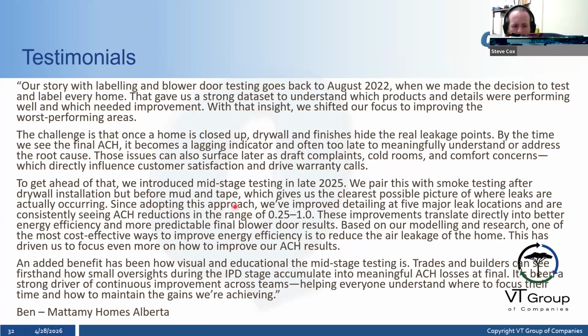When they isolate the areas that are causing problems in some houses and roll out solutions across the board, they've noticed ACH reductions in the 0.25 to 1 air change per hour range. They see air leakage as the most cost-effective way to improve the energy efficiency of the home.